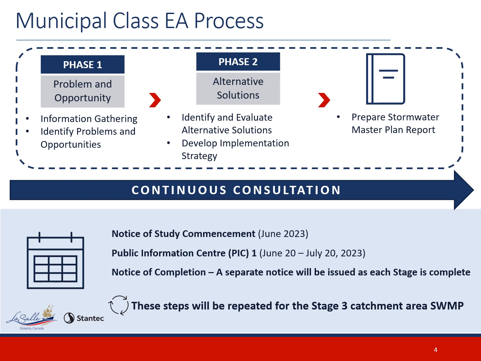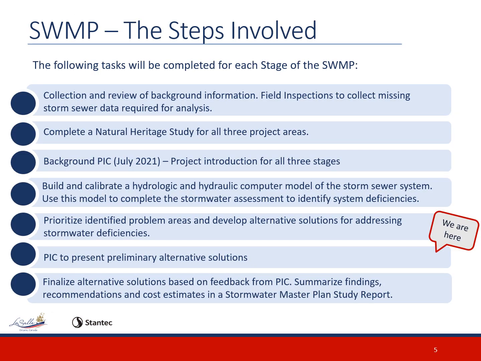Consultation for the Stage 2 SWMP includes this PIC and a master plan report, which will be issued at the completion of this study. This consultation will be repeated for the future Stage 3 catchment area SWMP study. The following tasks will be completed for each stage of the SWMP. Collect and review background information, including field inspections to collect missing storm sewer data required for analysis. Complete natural heritage studies for all 3 project areas. A background PIC was held in July 2021 to introduce all 3 stages.